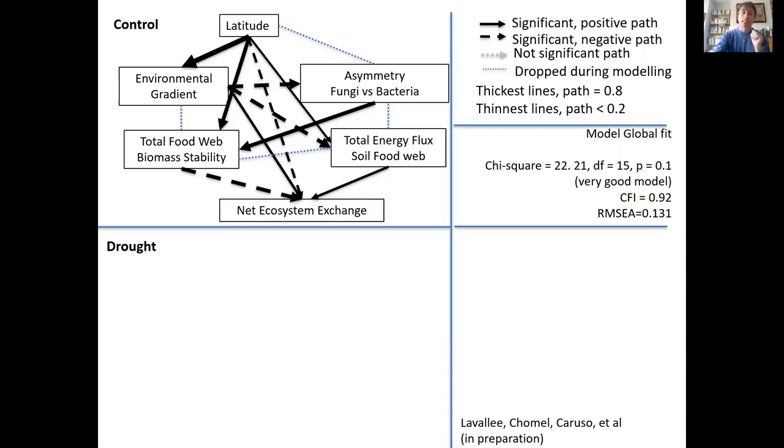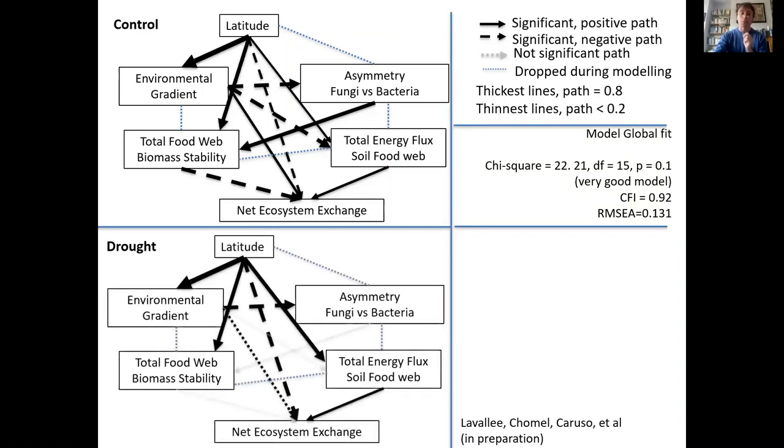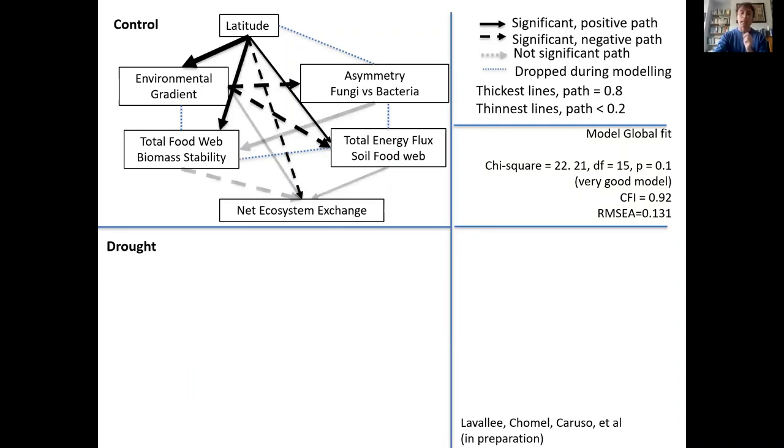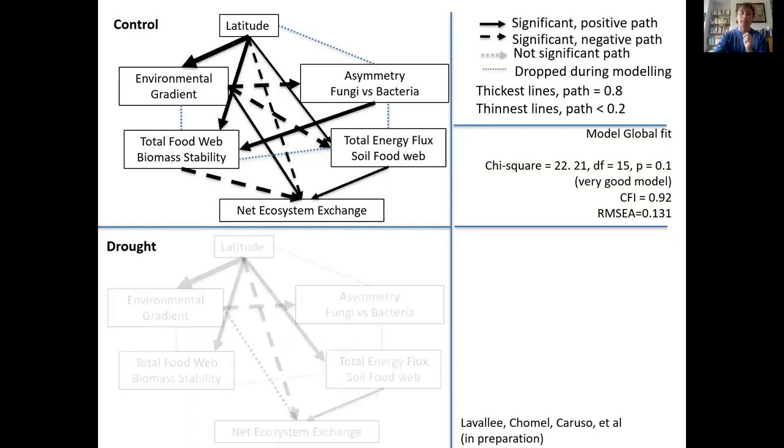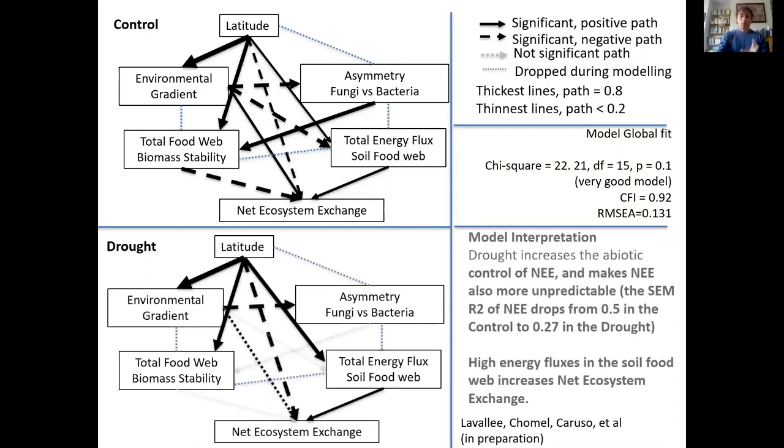But what is very interesting is that when you move to the drought, those relationships disappear. So this is what's happening in the control, and this is what's happening in the drought. The point I want to make here is that we can easily measure general metrics, for example, total energy fluxes, or the biomass of the communities, and that translates in terms of energy fluxes and respiration, for example, in the community. We can easily measure those things and manipulate them in the field.